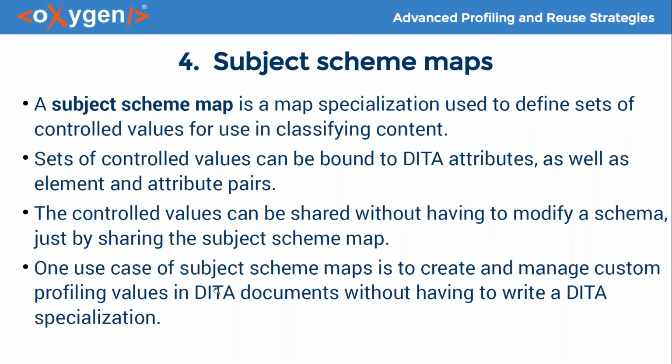For example, we can bind a set of values to the audience attribute, or we can bind a specific set of values to the audience attribute, but only for the paragraph element, for example. These values can be shared with your team without having to modify the schema, just by sharing the subject scheme map. And one use case of subject scheme maps is to create and manage custom profiling values in DITA without having to write a DITA specialization.